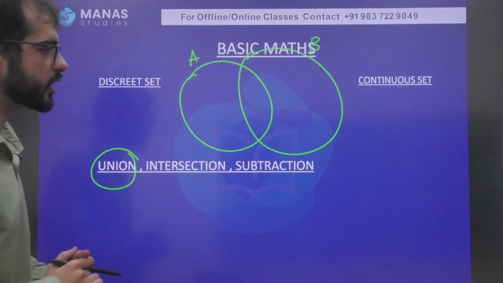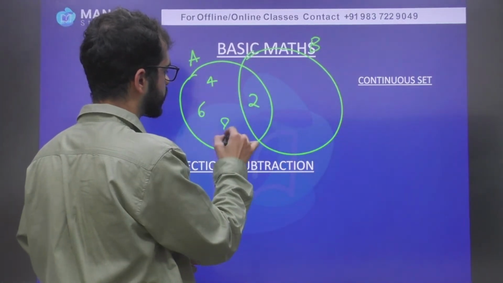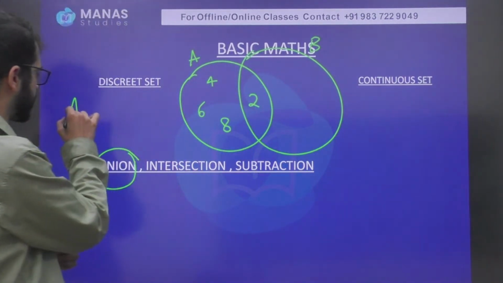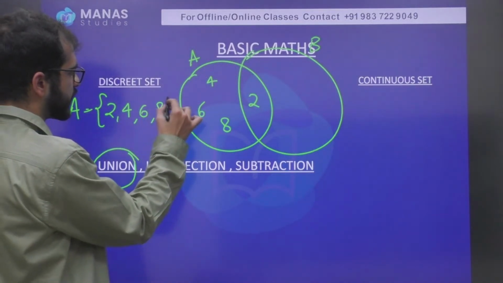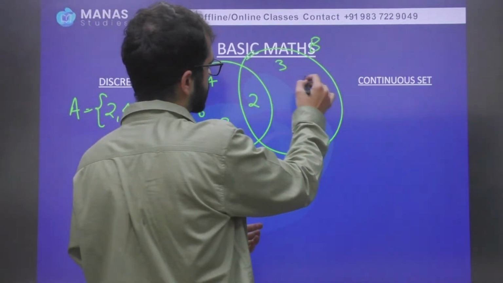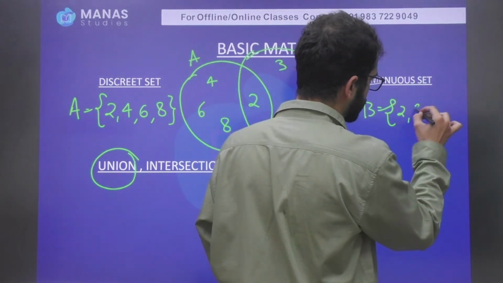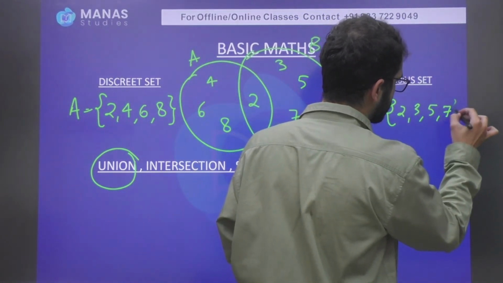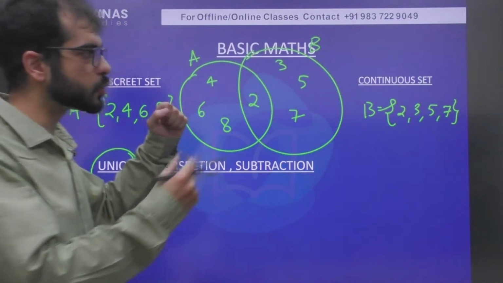If I have to visually represent the set A, I'm going to write 2 over here, 4, 6, 8. Let's write it as A is a set comprising of 2, 4, 6, 8. और B क्रिएट करते हैं दूसरा सेट, that is 2, 3, 5, 7. So B is a set that comprises of 2, 3, 5, 7. अब सेट A में एलिमेंट्स हैं 2, 4, 6, 8. सेट B में एलिमेंट्स हैं 2, 3, 5, 7.